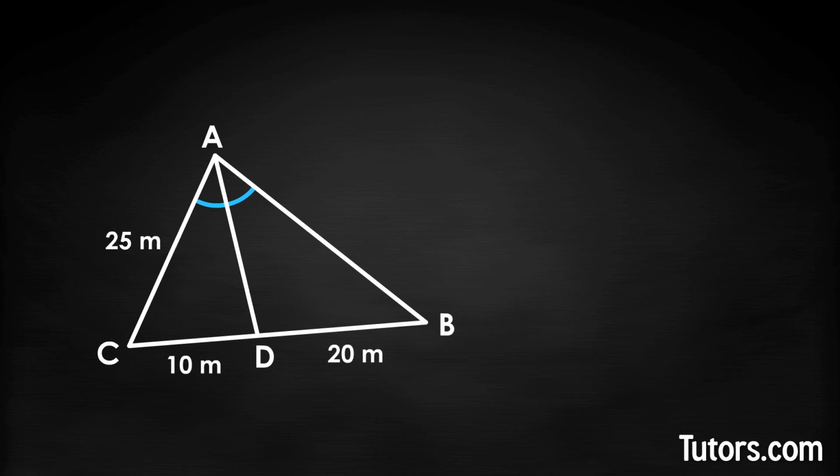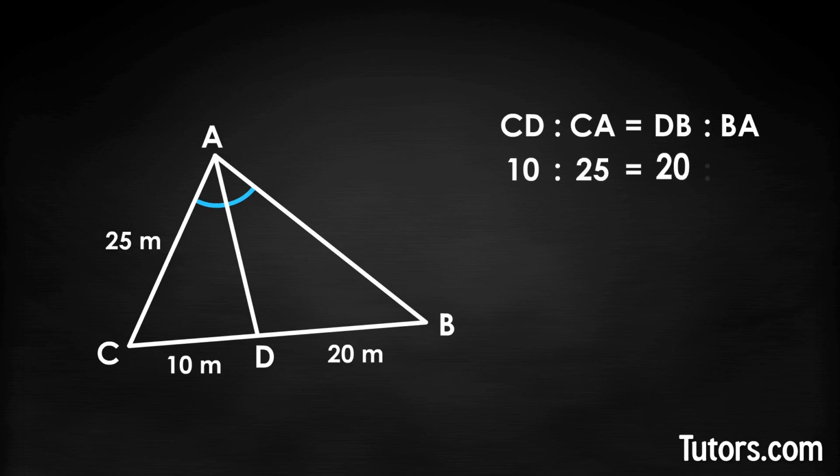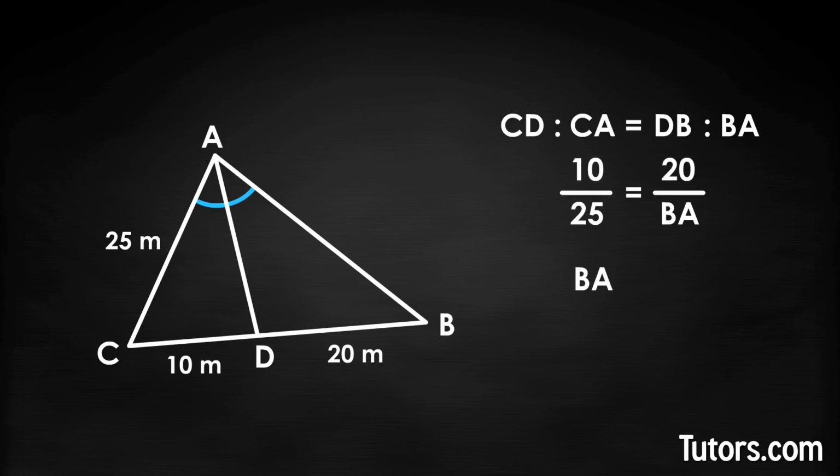Recall our ratios. CD to CA equals DB to BA. Now substitute the values. 10 to 25 equals 20 to BA. Using cross multiplication, 25 times 20 equals 500, and then division. 500 divided by 10, we get BA equals 50 meters.